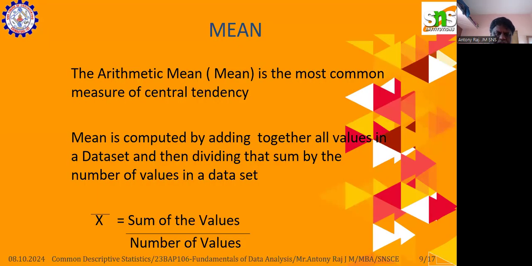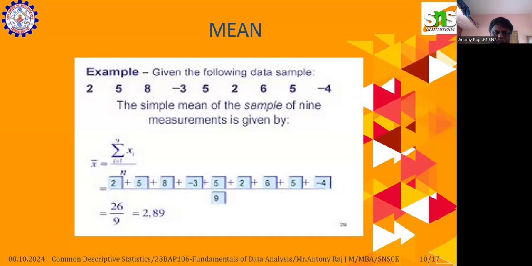Next is the mean. Arithmetic mean is a very common measure of central tendency, and it is calculated by a formula where the numerator is the sum of the values and the denominator is the number of values in the data set. So we get an average. In a simple example there are 9 data points, with some negative values as well. We take the sum of all the values, 2 plus 5 plus 8 up to minus 4, and divide by 9, the number of data points. The average is 2.8, which is the mean of this data.